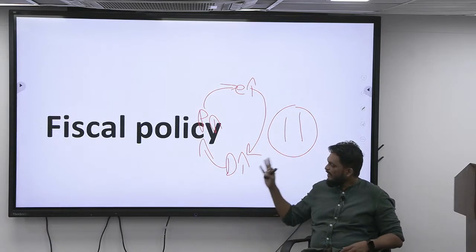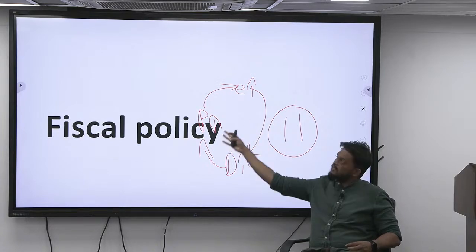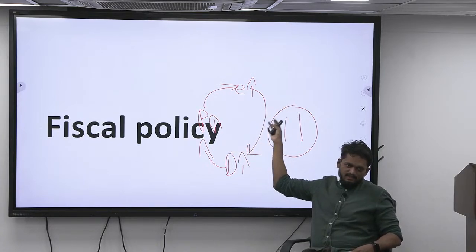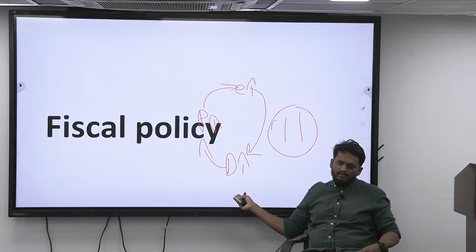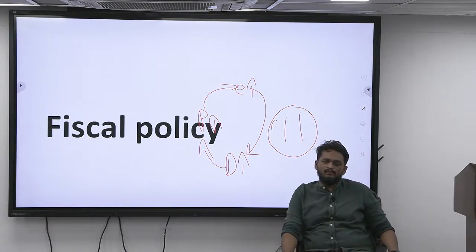We have to increase demand. When we increase demand, production will increase. When production increases, employment will increase. As employment increases, people's incomes will increase and further demand will increase. So this is why we want to create a virtuous cycle.